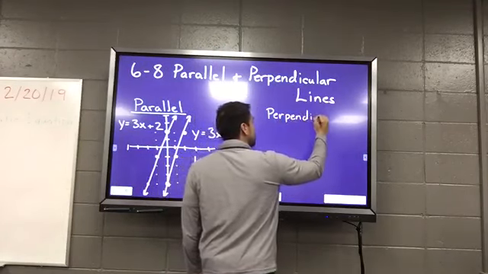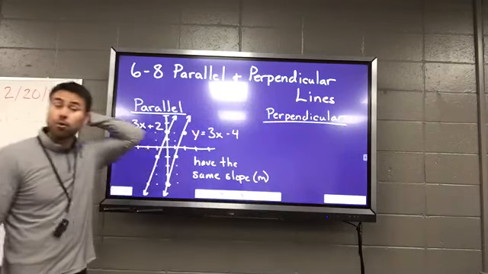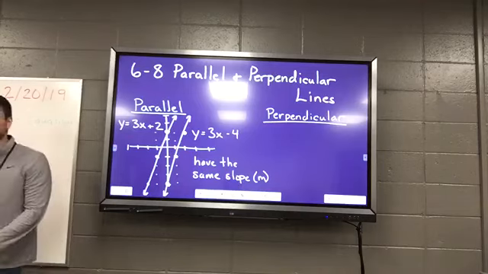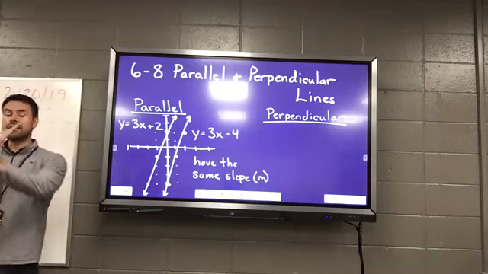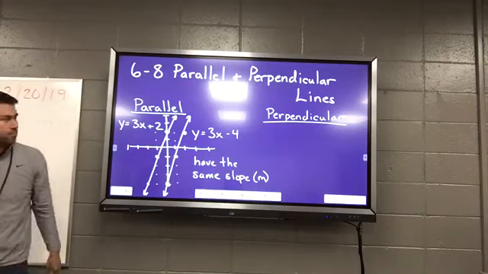Does anyone know what perpendicular means? Maybe you could show it to me, or who can describe it for me? Two lines that cross each other. Okay, they are two lines that cross each other, but in a special way. There are infinite ways you can cross, but they have to cross in a special way. At a 90-degree angle. So they can go like this, they can go like that, but it has to be a 90-degree angle.